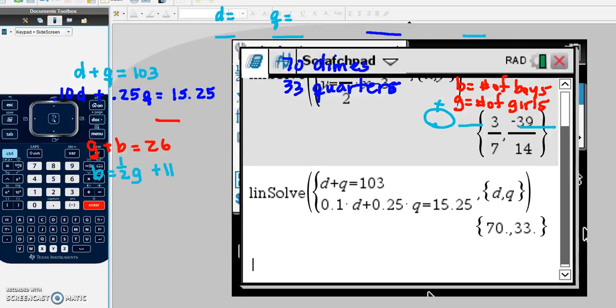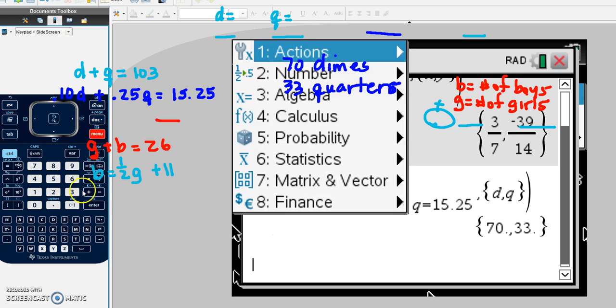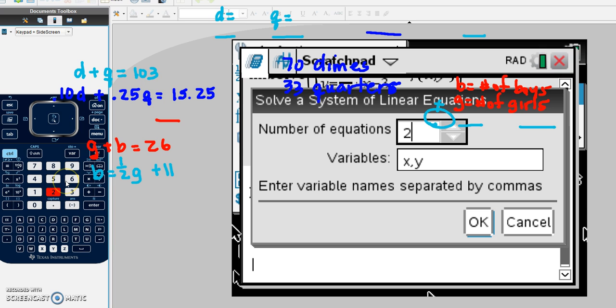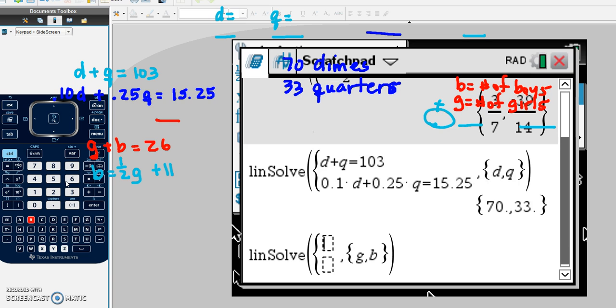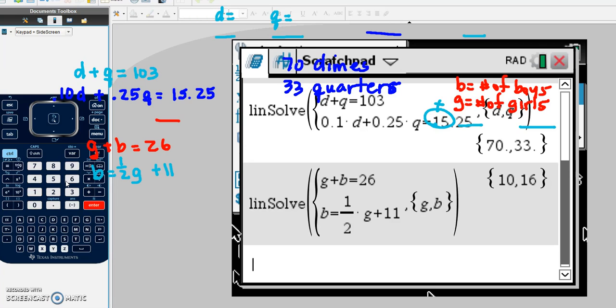All right, looking okay. So let's see if I can do menu 3.2, and I'm changing my variables to G, comma B, and hit enter. Good, we can see. Okay, so my equations were G plus B equals 26. My second equation was B equals 1/2 G plus 11. So I end up with 10 and 16. So remember, if G was first, that means I have 10 girls and I have 16 boys.